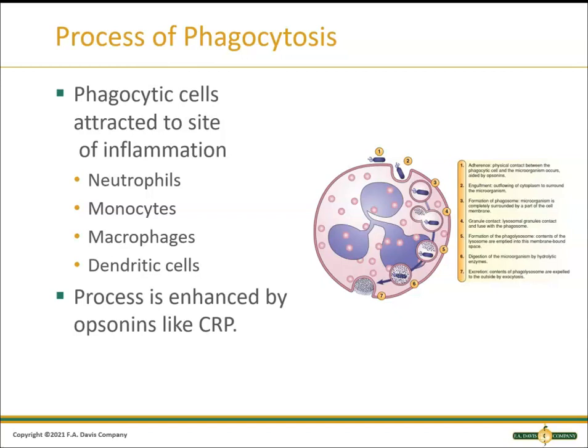So the last phase is when we spit it out. That's when we have excretion. The phagolysosome goes to the outside of the cell and squirts out the trash. It's all digested, no good. Done, you know, it's dead.